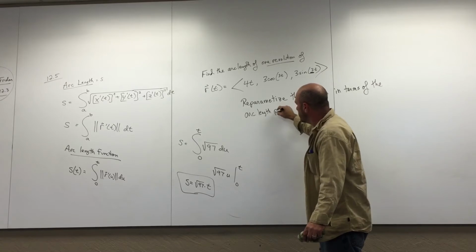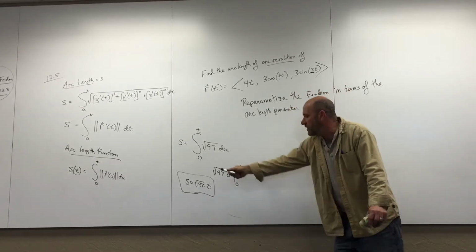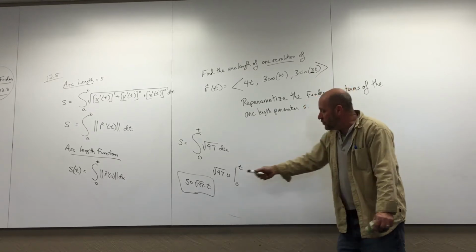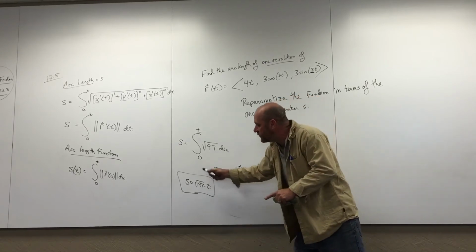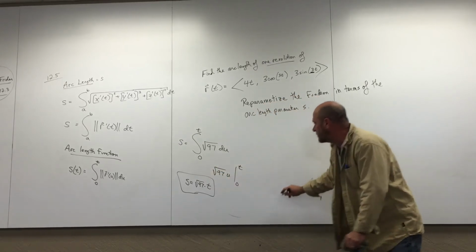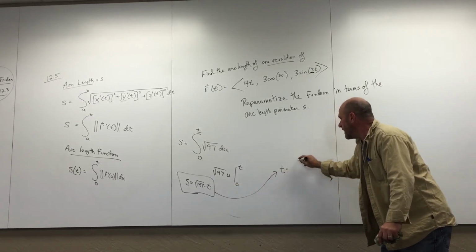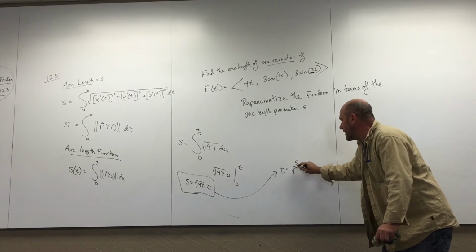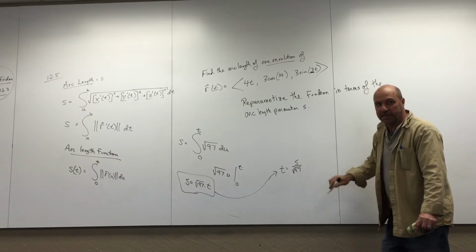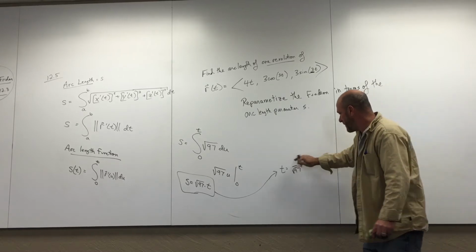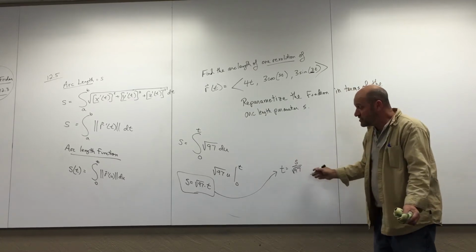And watch what happens. It's easy to do. Once you've found the relationship between s and t, this is s as a function of t. What is t in terms of s, please? What is t in terms of s? Thank you. s over the square root of 97. By the way, that isn't an 5, it's an s. That's t. That's the relationship between t and s.